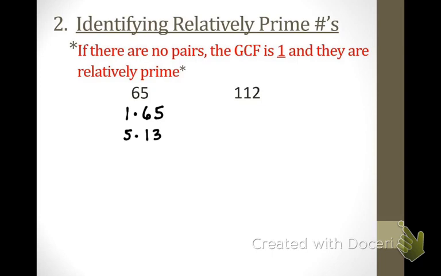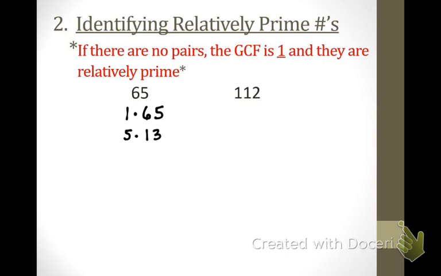5 times 13, okay? What other numbers can be multiplied together and equal 65? 3 times 15. If you actually put 3 times 15 in your calculator, double check to see what you would get. It would not be 65. 3 times 15 would be 45, okay? So that's not it. There are no other factors that fit into 65, okay? So now we're ready to move on to 112.